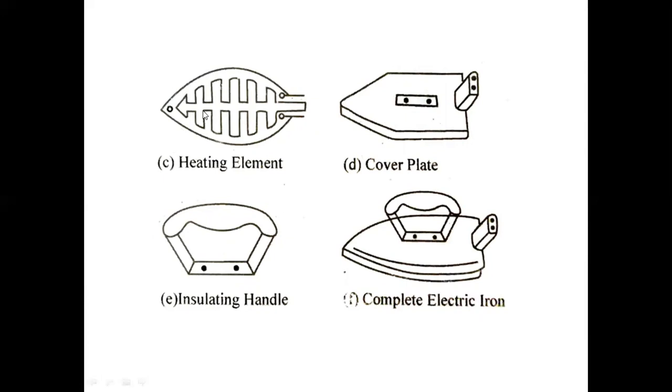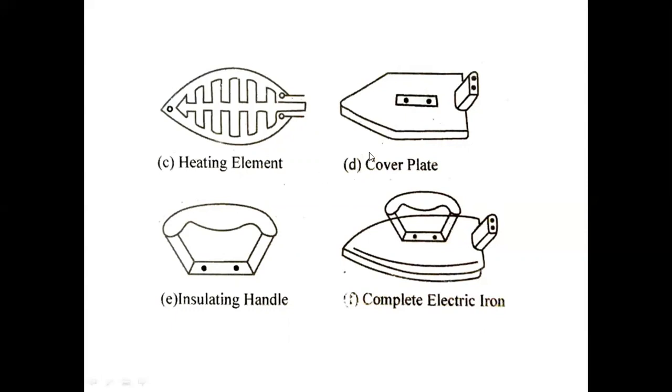Next, heating element. This is the heating element. It consists of nichrome wire wound around a sheet of mica. The heating element is placed above the base plate, between the base plate and the pressure plate. The two ends of the nichrome wire are connected to the contact strips. The contact strips are connected to the terminals of the iron.